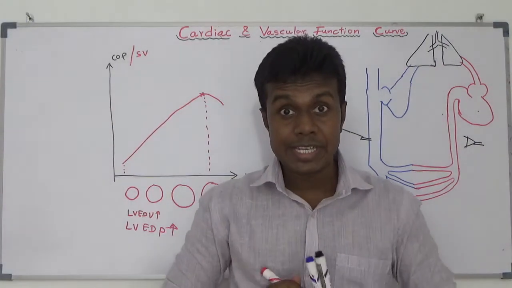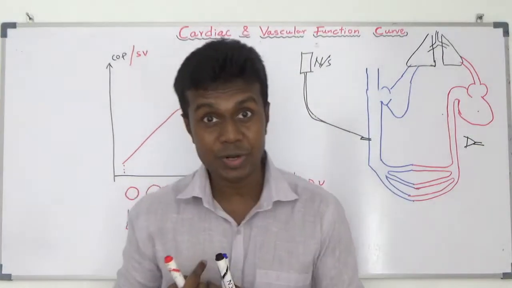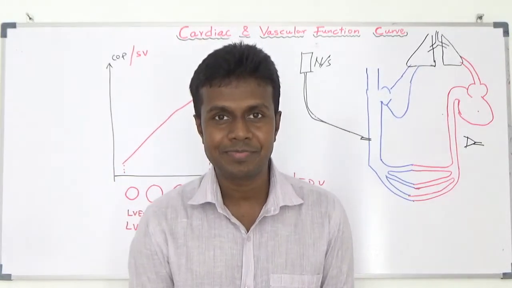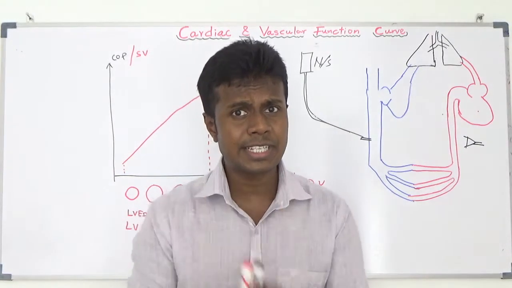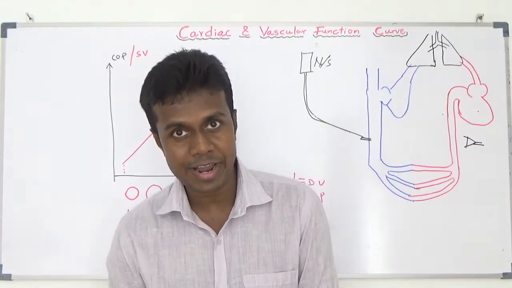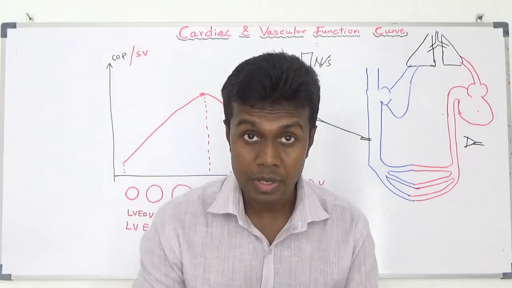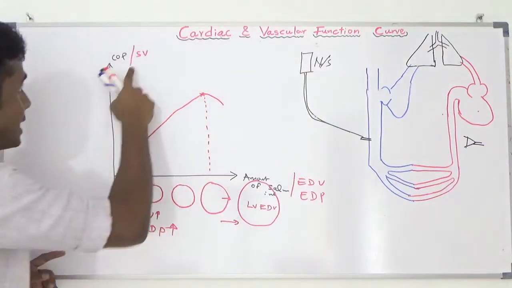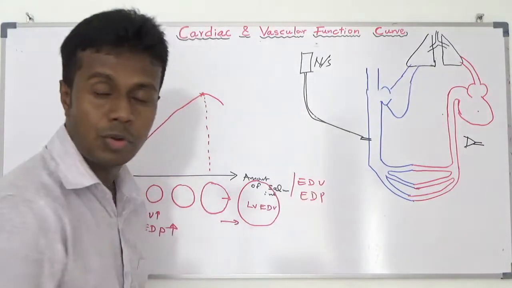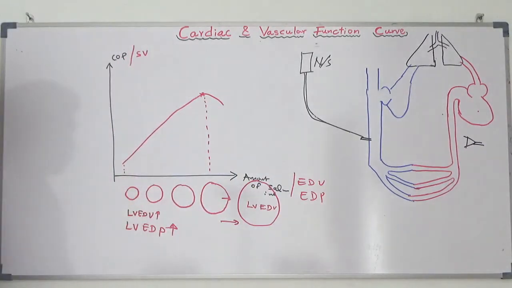Unfortunately, this experiment was not first done by Dr. Dinosha; it was previously done by several people. At first this experiment was done by Ernest Frank and Starling. For the y-axis they selected stroke volume. For the x-axis they selected end diastolic volume. When end diastolic volume increases, what they found is that stroke volume increases.